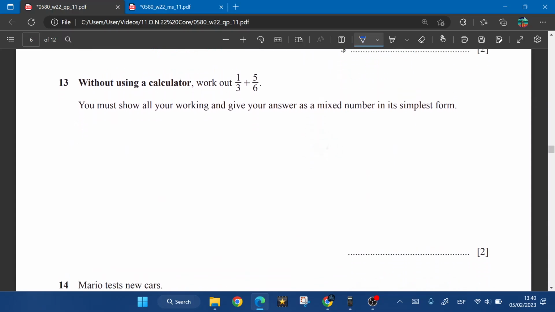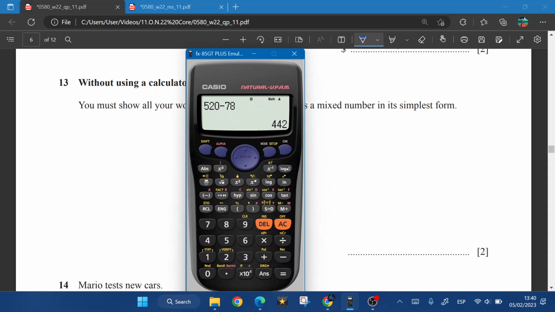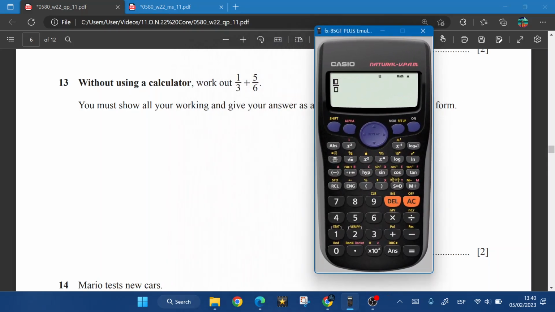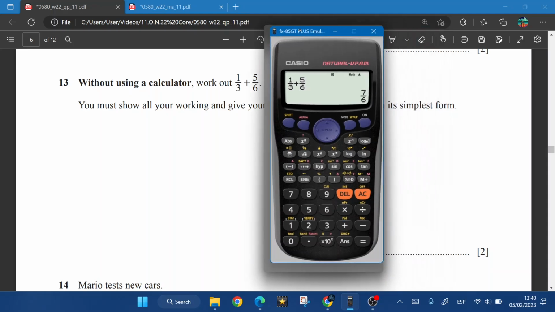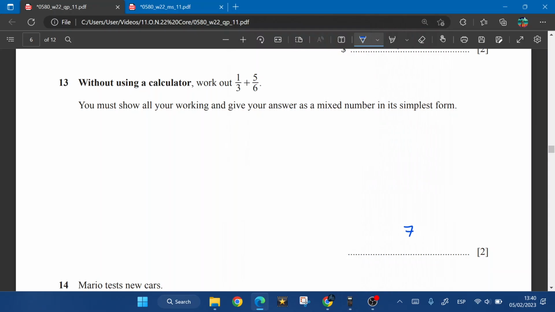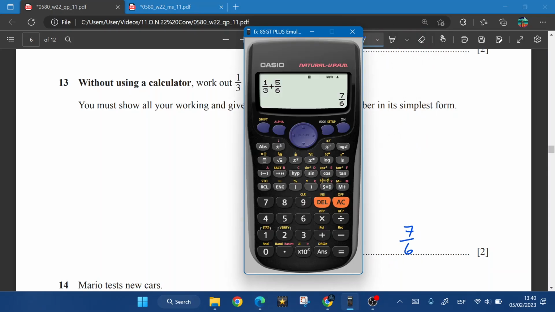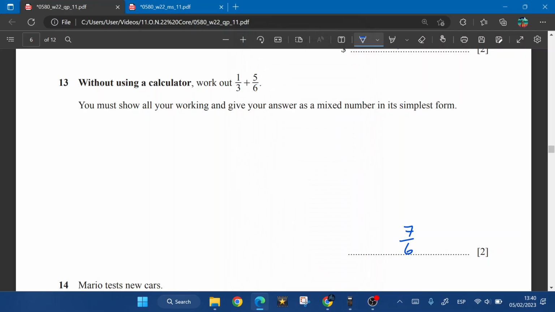Okay, question 13. Without using a calculator to work this out, first thing you do is you take a calculator, you type in the calculation, 1 over 3 plus 5 over 6, and you get the answer, and you write it down on the line. Okay, just be aware that you get 0 marks for this, for using your calculator, because you need to show them how you do it without a calculator.